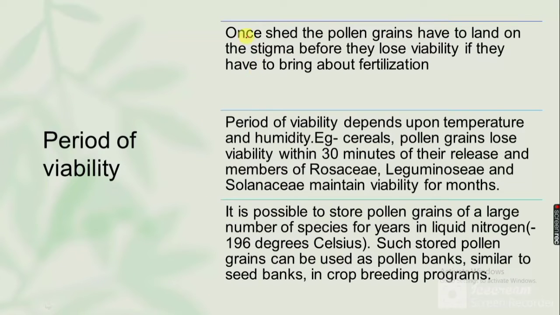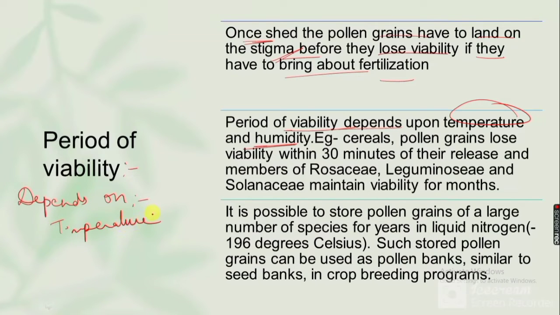Period of viability. Once shed, the pollen grains have to land on the stigma before they lose viability if they are to bring about fertilization. The period of viability depends upon two conditions, temperature and humidity.